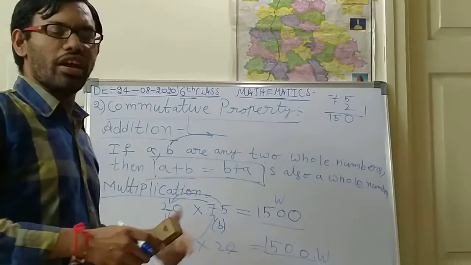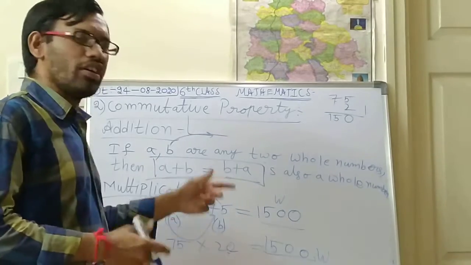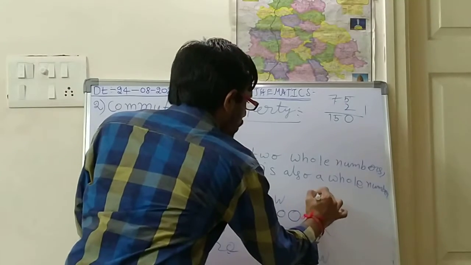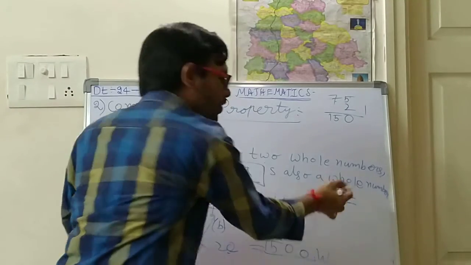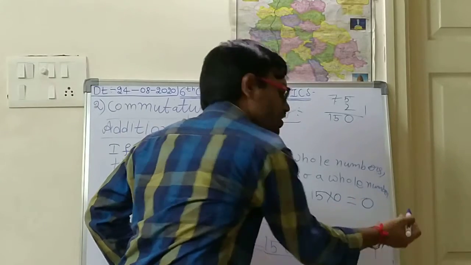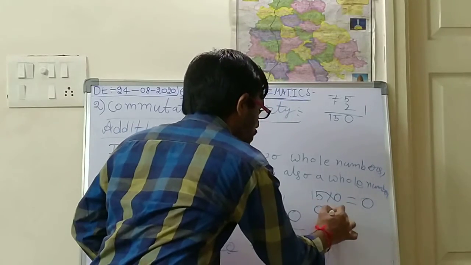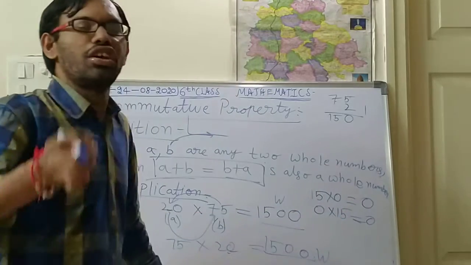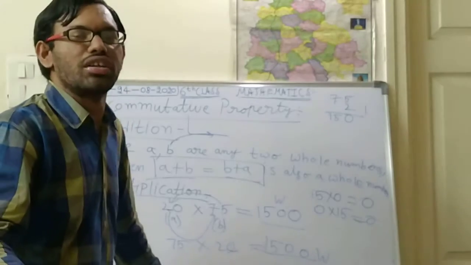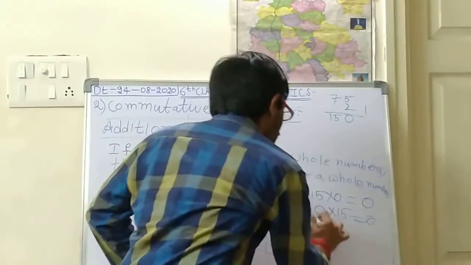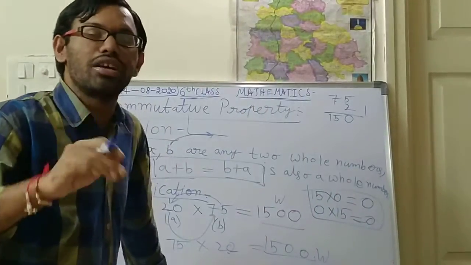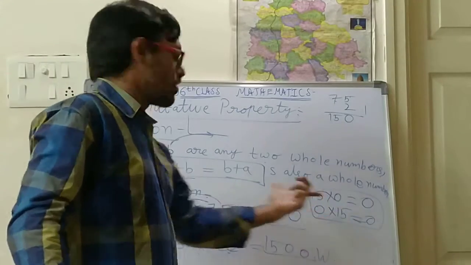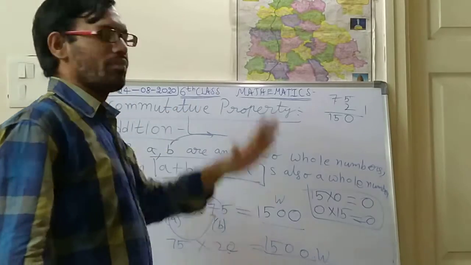Suppose you take 0. 0 into something is 0 only. Suppose you take 15 into 0. What is 15 into 0? 0 only. If you interchange, 0 into 15, what is it? 0 only. 0 into something is always 0 only. Remember this one, children, it is very important. So if you take 0 also, the multiplication property is satisfied.